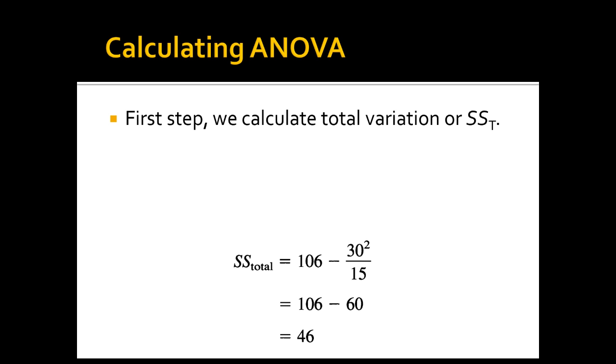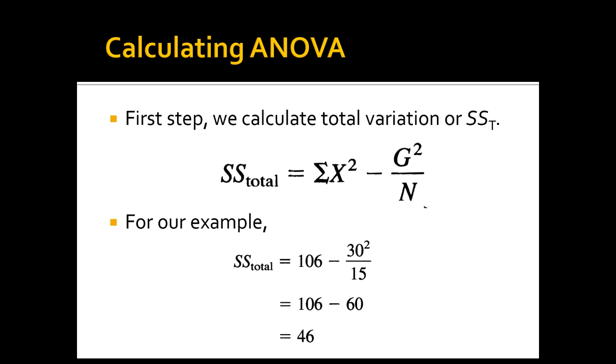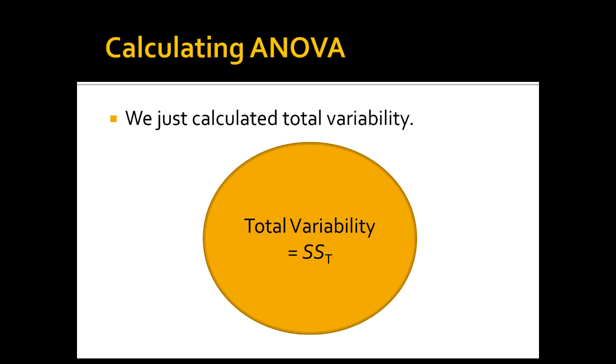First up, we calculate the total variation, or the SST, which is the sums of squares total, or SS sub t, which is the summation of x squared minus G squared over N. So for our example, it would be 106 minus 30 squared over 15, or otherwise 106 minus 60, which equals 46. So the sums of squares total is 46. Now how did I get that number? On the previous slide, they'd already made summations for you for those numbers. So we just calculated the total variability, the SST.